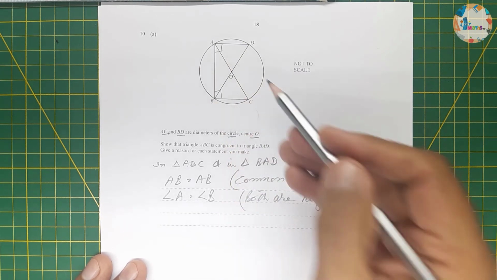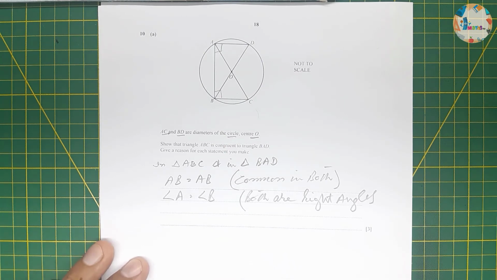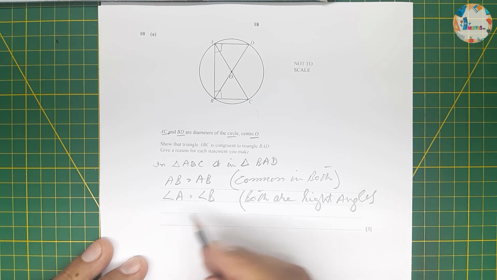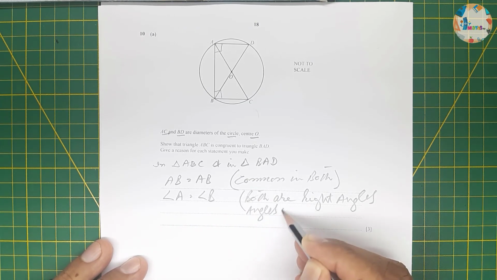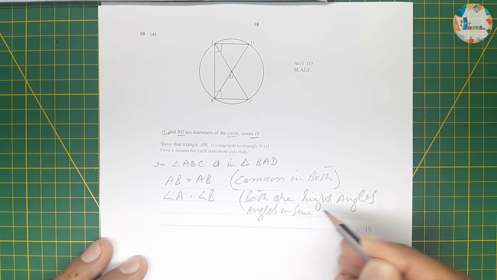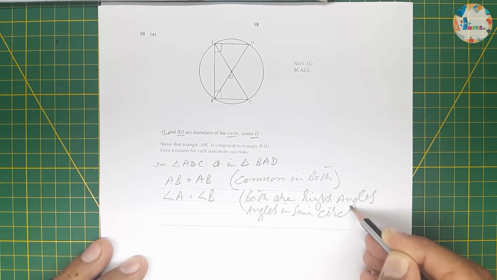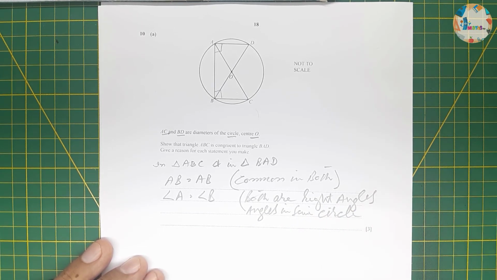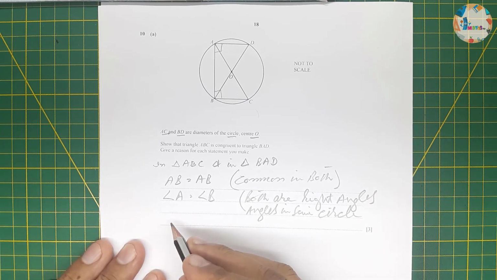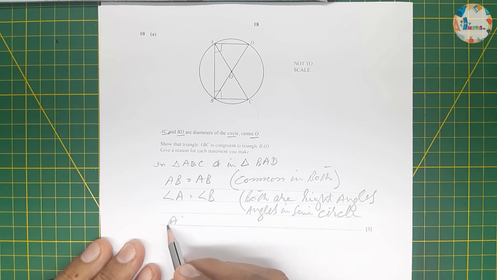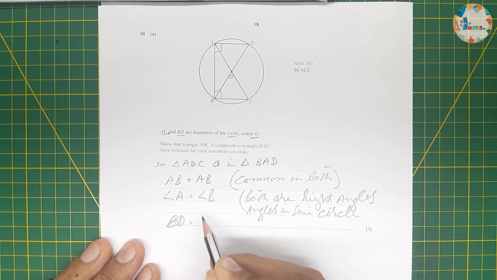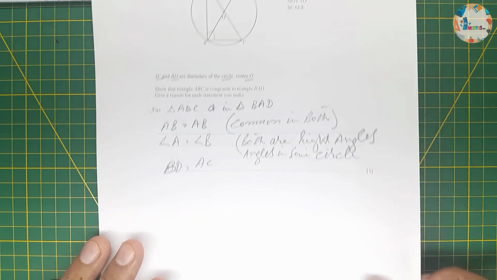Because angle in a semicircle is a right angle, we can write that one also: angles in a semicircle. We can mention this. And the third point, we can write BD is equal to AC, because both are the diameters of the same circle.